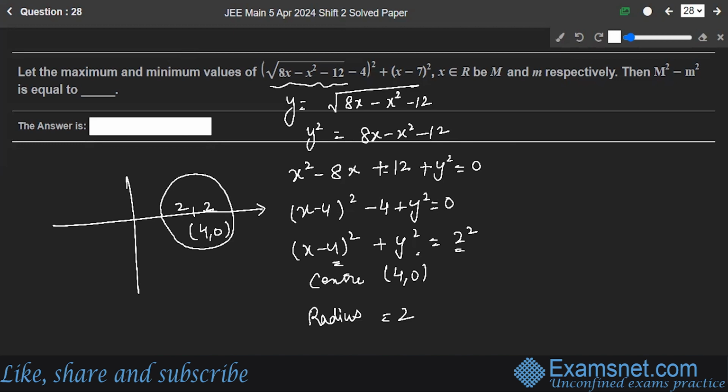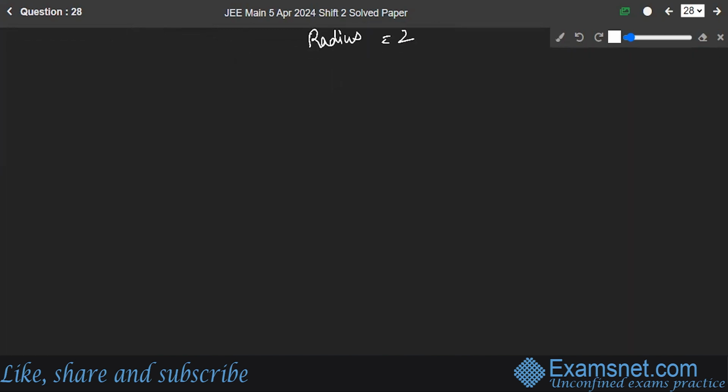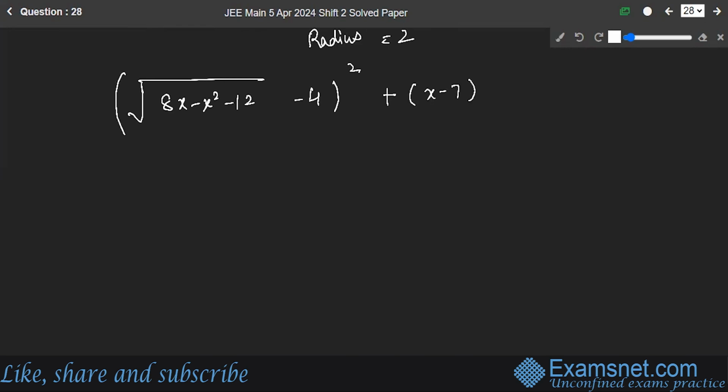Okay, let's say this is the point A and this is the point B. And here is the point P which is lying over here. Let the maximum and minimum values for this. So let's solve this. First, you have root of 8x minus x square minus 12 minus this, y minus 4 whole square plus x minus 7 whole square.